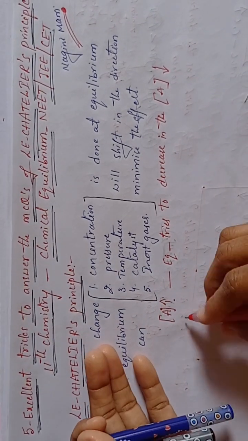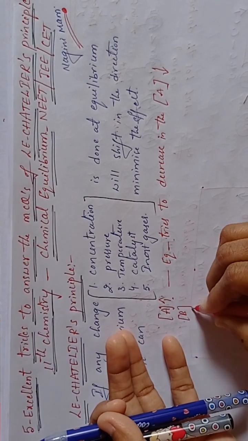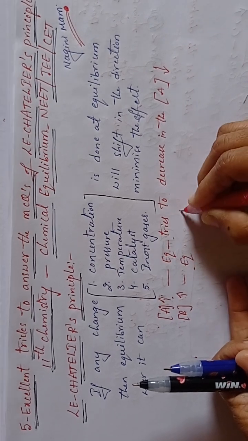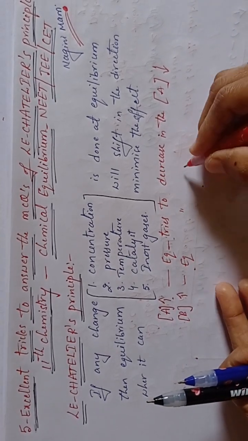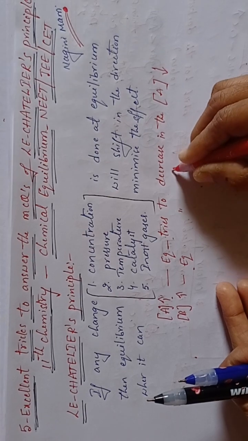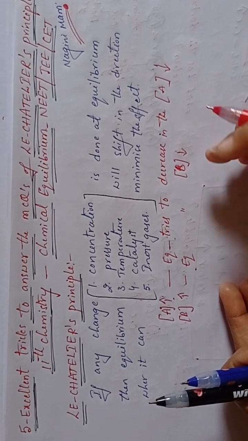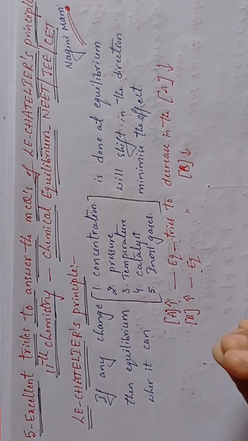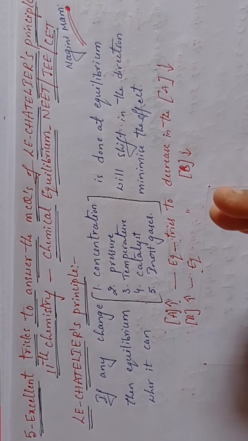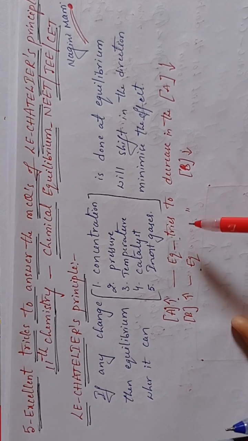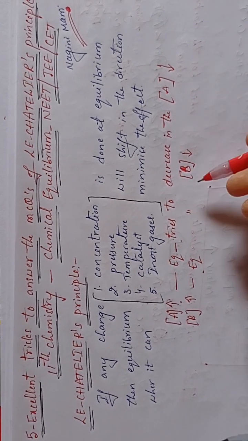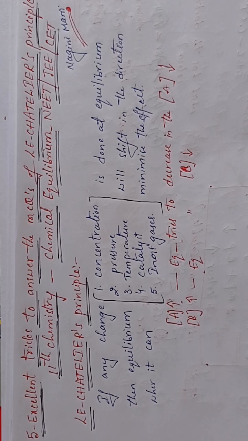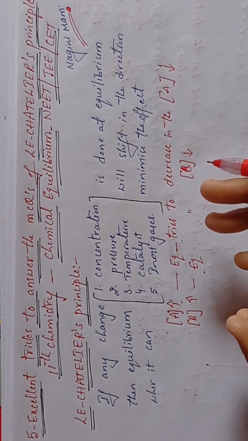Are you clear? So suppose the product concentration increases, then what happens, students? The equilibrium tries to decrease the concentration of the product B. Are you clear? Decrease in the concentration of B. So whatever changes we make during the chemical reaction at the equilibrium state, the equilibrium tries to increase or decrease the concentrations of the reactants or products. Are you clear? That is nothing but the Le Chatelier principle.